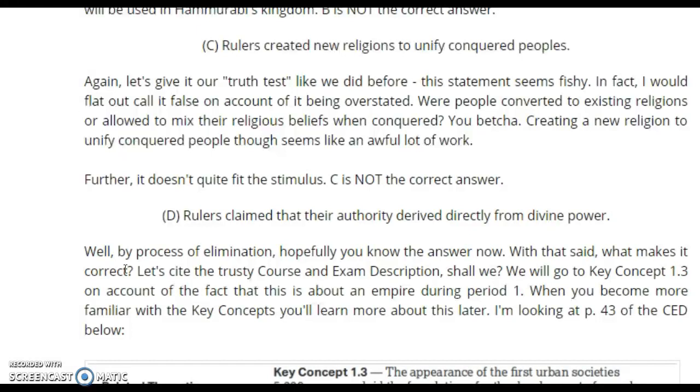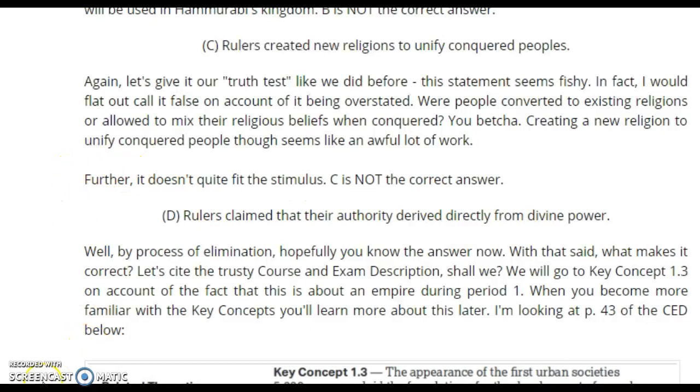So D, rulers claim that their authority derived directly from divine power. At this point, D is your last option. By process of elimination, you've been keeping track and you think, well, this probably is it. Okay, but what makes it correct? Even in this example, it says we can go to key concepts about the empire during that period, which I'll show you in a second. But you can also know that divine power is a god, and it shows Hammurabi up here getting the authority right from that divine god.